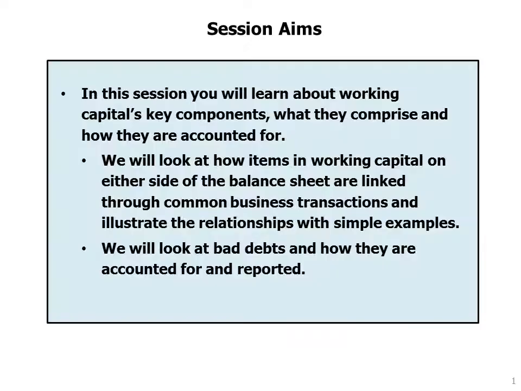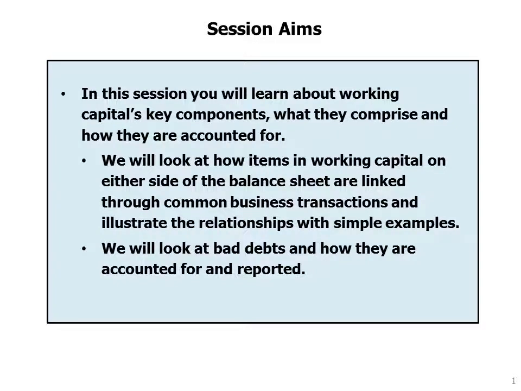In the first 3 lessons of this course, we've been very high level, looking at financial reporting from a top-down perspective. In this session, we're going to start getting detailed, and we're going to look at working capital's key components, what they comprise, and how they're accounted for. We will look at how items in working capital on either side of the balance sheet are linked through common business transactions and illustrate the relationships with simple examples. We will look at bad debts and how they are accounted for and reported.